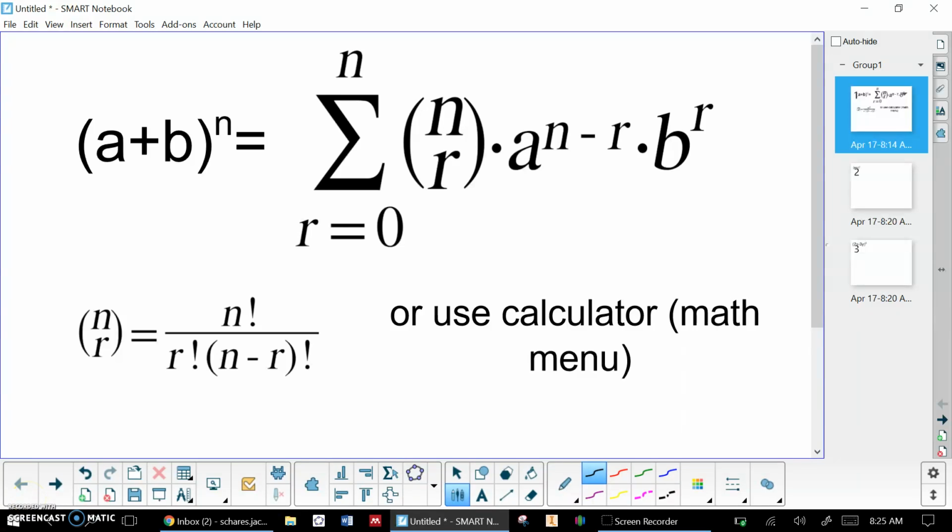Okay, so today we're going to be talking about the binomial theorem, which is just a theorem for multiplying out (a + b)^n, or anything plus anything to a power. It's just got to be two terms.